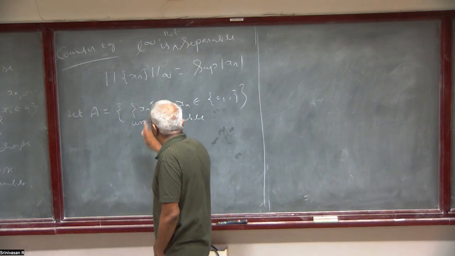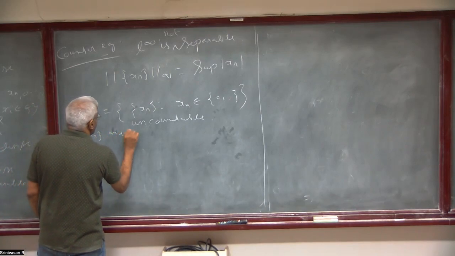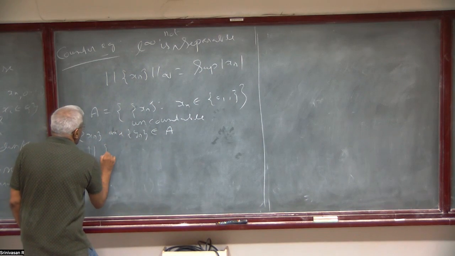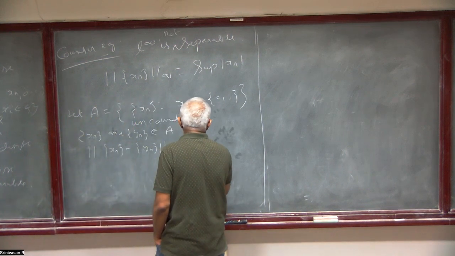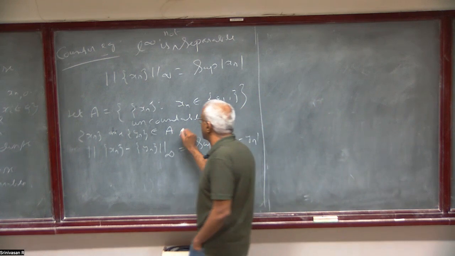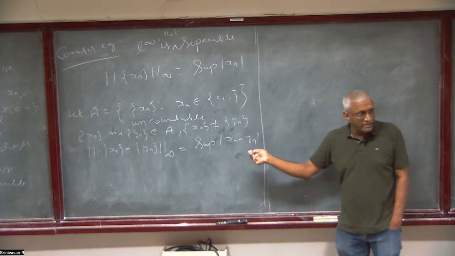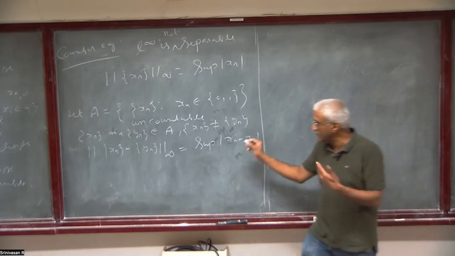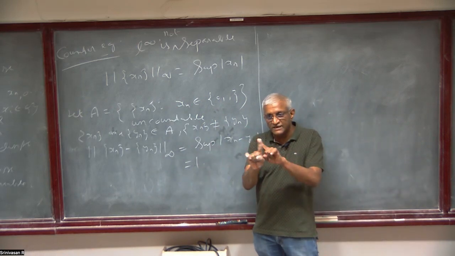But then the distance between any two elements here, if you have xn and yn in A, is the infinity norm of xn minus yn, which is the supremum of mod xn minus yn. It's going to be either 1 or 0, but it has to differ if xn is not equal to yn. They are not equal means they have to differ at some point, so there will be 1 somewhere and 0 somewhere else, so it has to be 1. So each element in this set is at a distance 1 from each other.